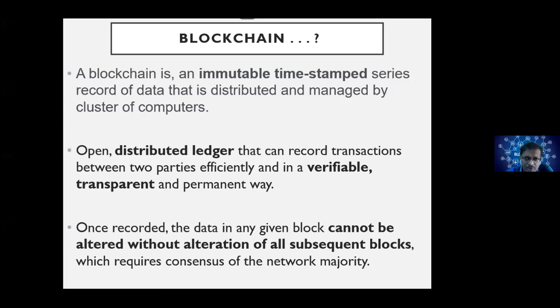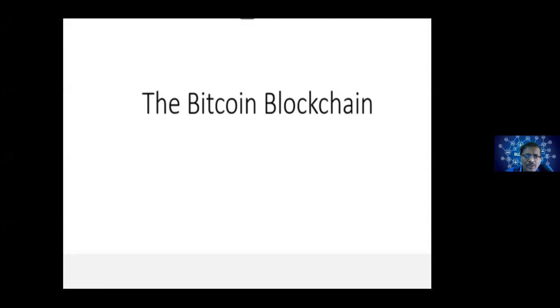So these are a few properties of a blockchain: it is immutable, that is, it cannot be altered; timestamped, it has a date; transparent, anyone can view, especially the Bitcoin blockchain; and verified, transactions are verified by each of the nodes in the blockchain. So we'll look at the Bitcoin blockchain.